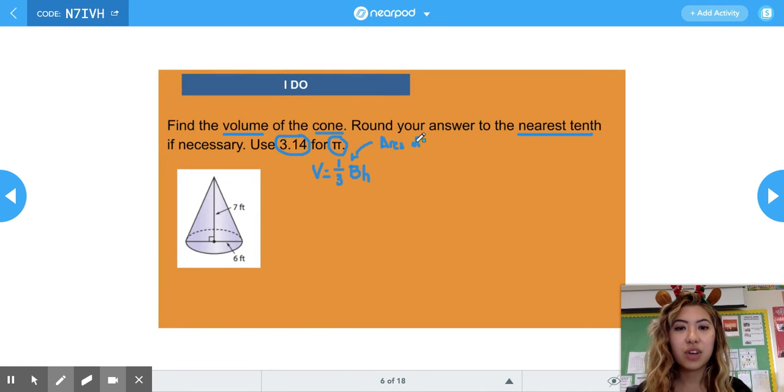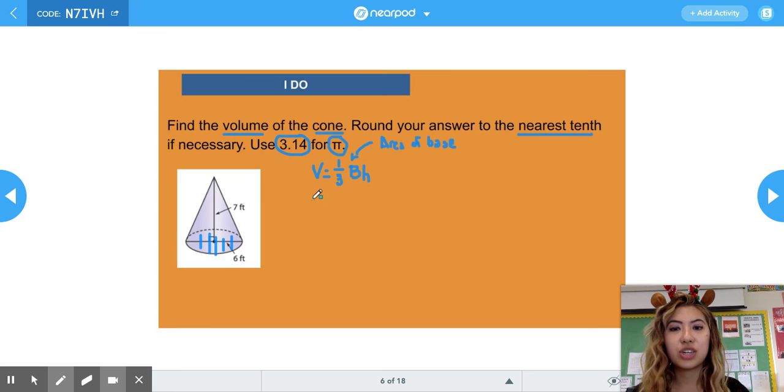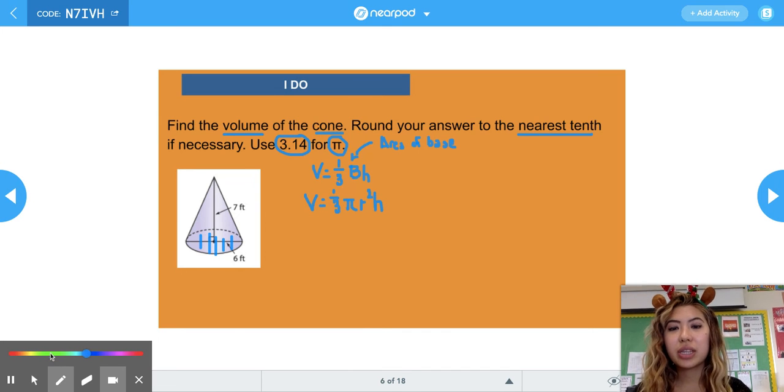And in the case of a cone, the base shape is the shape that, if you were to lay this 3D object on a surface like a table, the shape that's touching the table. So that shape is going to be the circle right here. So we can continue with this formula. We have V is equal to 1/3. Since we know that the base shape is a circle, the area formula for a circle is pi radius squared times the height. And then next we're going to plug in the numbers.